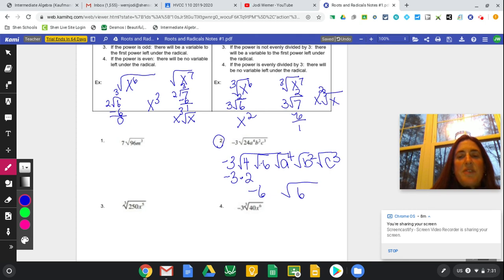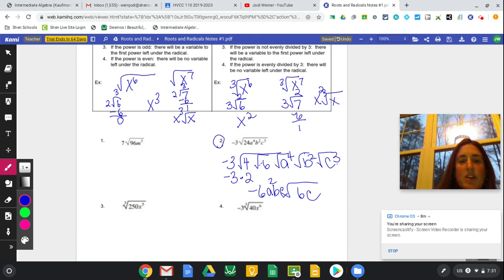Now, say to yourself, since I'm taking a square root, how many times does 2 divide into 4? 2 times. How many times does 2 divide into 2? Once. How many times does 2 divide into 3? 1 time, but there's 1 left over, so it goes underneath.